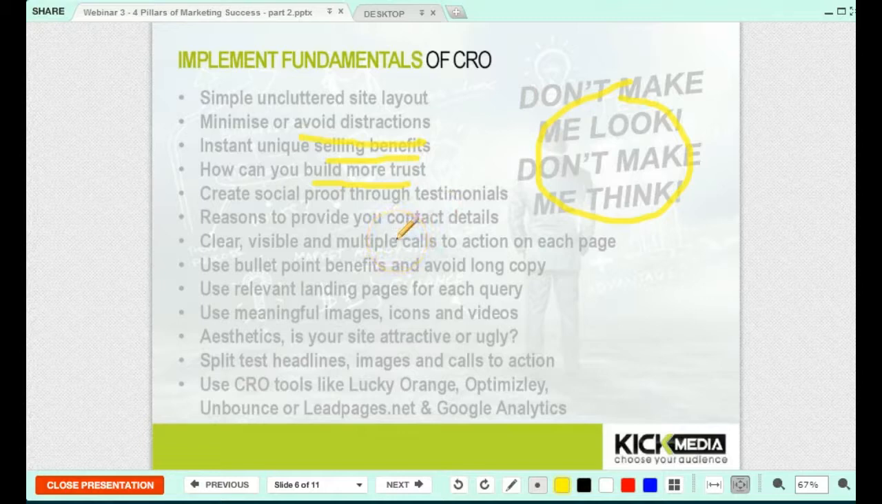So, reasons why people trust you. You need to sell that. Reasons to provide you with contact details. Again, a big topic. What are those reasons? We'll cover that today. You need to work out how, but think about that.